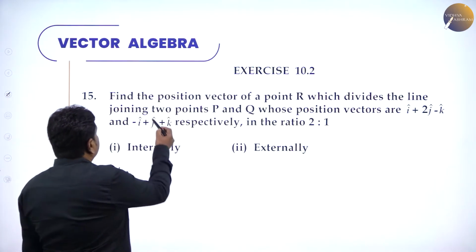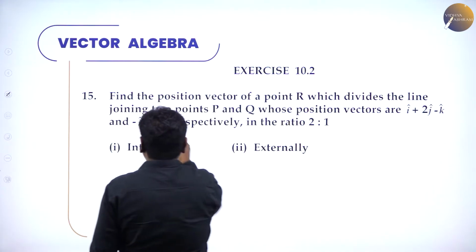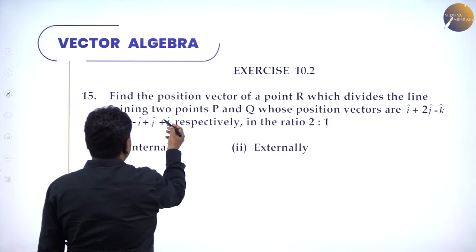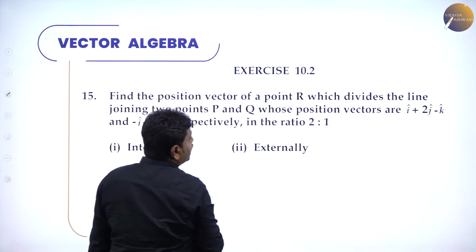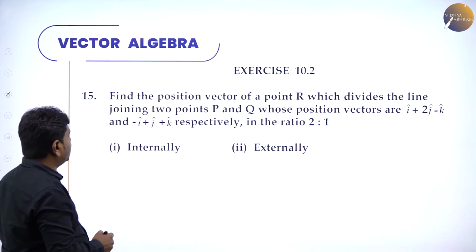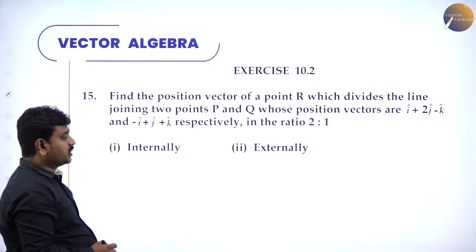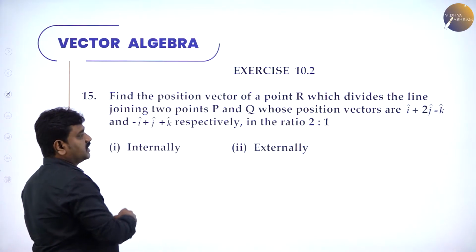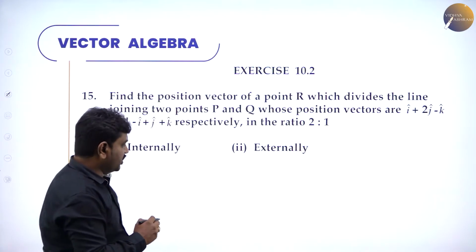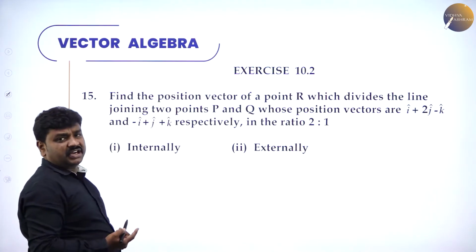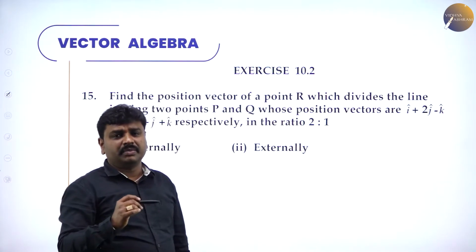Next, the position vector of the point R, which divides. We need to find the position vector of the point R, which divides the line joining points P and Q, whose position vectors are i plus 2j minus k and minus i plus j plus k in the ratio 2:1, internally as well as externally. So they use the section formula to find it out. We have the section formula for internal division, and also the section formula for external division and the midpoint formula.